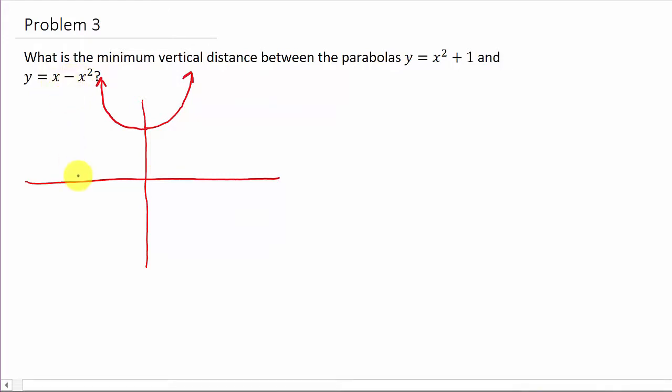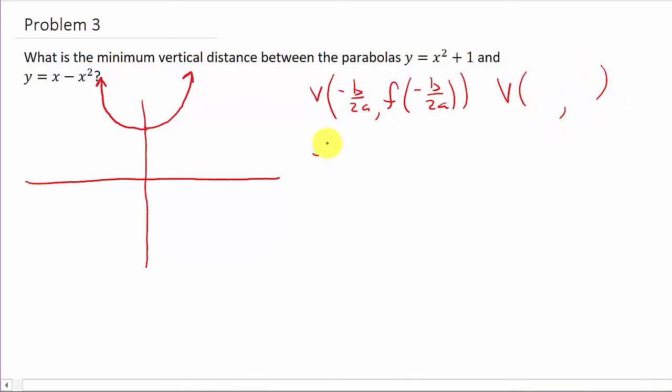Well, this one is a parabola that opens downward. I know it's going to go through 0, 0 because if I plug 0 in, I get y equals 0. So we need to find the vertex. If you remember, the vertex of a quadratic is minus b over 2a and then f of minus b over 2a. This is the x coordinate, this is the y coordinate. So let's go ahead and find the vertex.